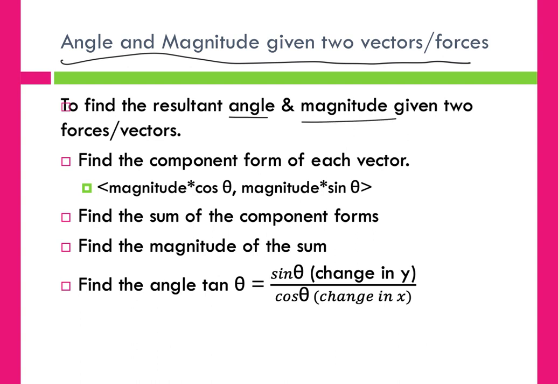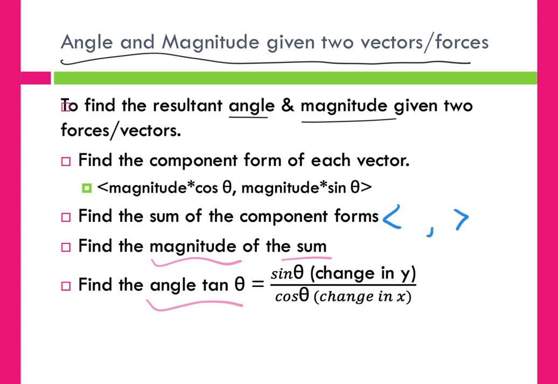So we're going to find the magnitude times the cosine of theta of each of them, like we just did. We're going to add them together, and that's where we ended the last time. We actually just found the component form and we were done. Now we're going to take it a step further, and find the magnitude of this sum and find the angle of the resultant vector.